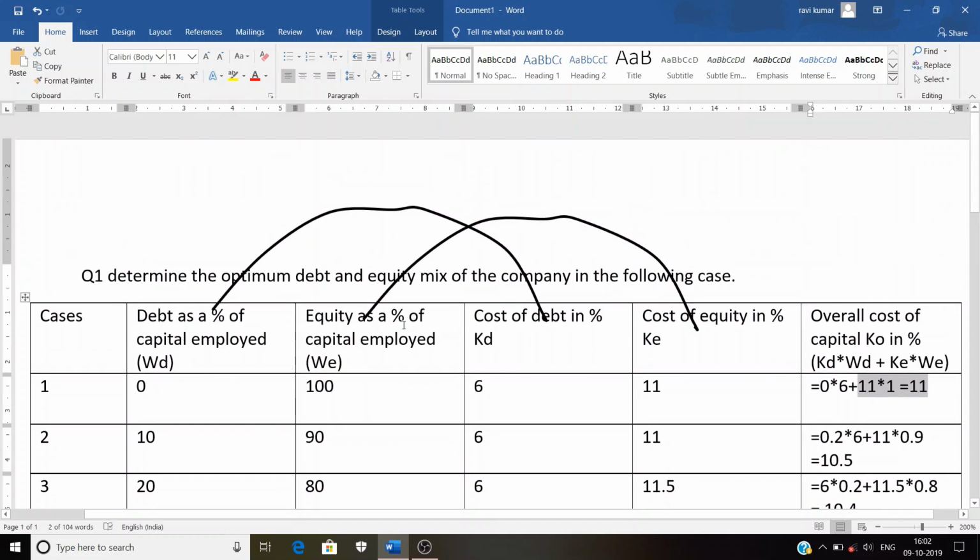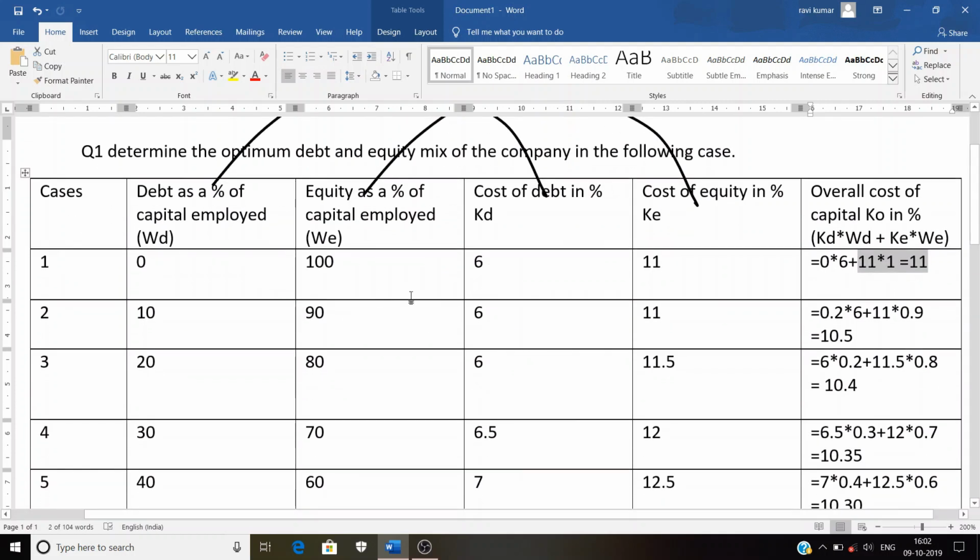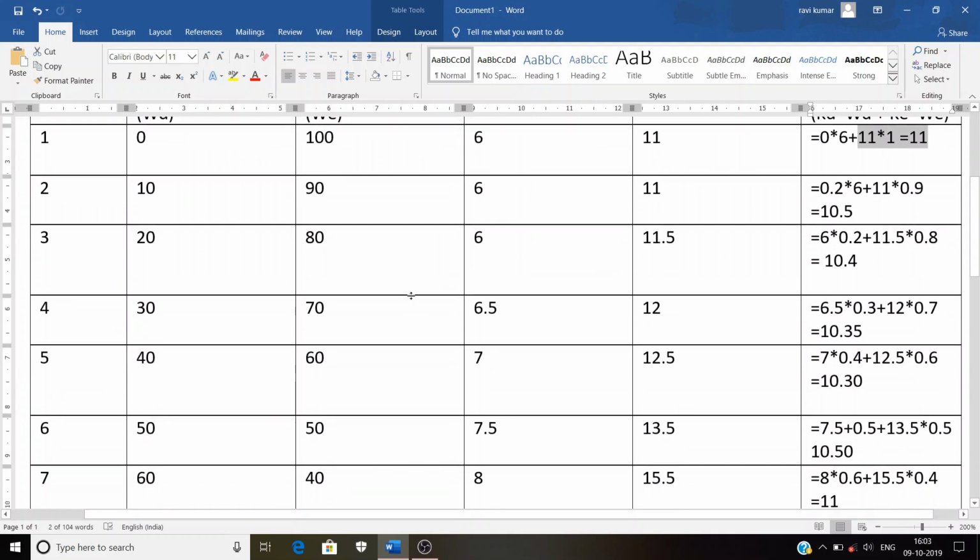So this is the traditional approach that says if you initially introduce debt in your company, then your overall cost of capital starts decreasing. But if you continue taking debt in your company, then your company becomes risky and your overall cost of capital starts increasing again. So this is all about the traditional approach of capital structure.